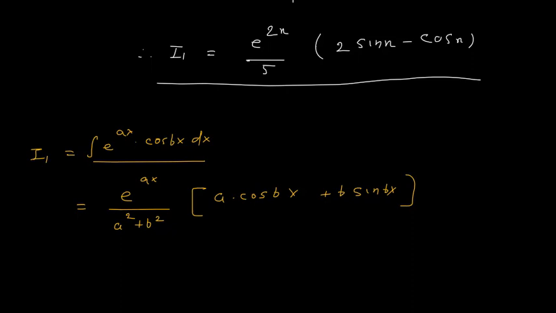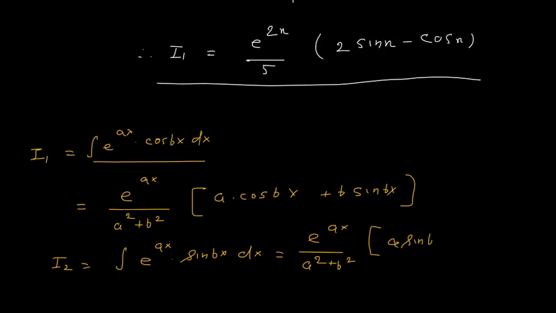Similarly, if you have another function of the type e power ax into sin bx dx, then your result will be e power ax upon a square plus b square, in brackets you have a into sin bx minus b into cos bx. So the only difference is that here it is a plus sign, here a minus sign. Here it is a cos bx plus b sin bx, here it is a sin bx minus b cos bx.